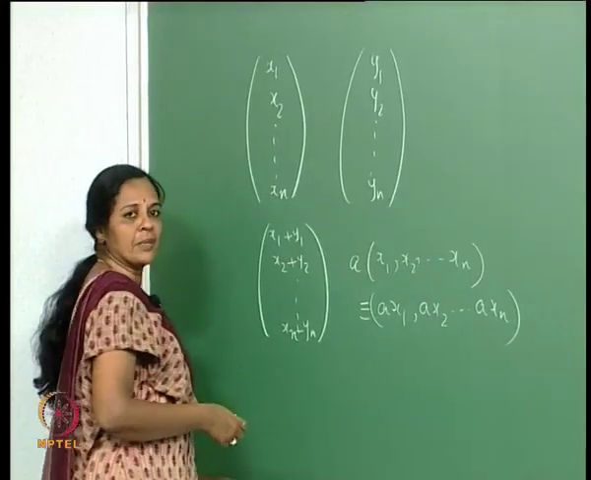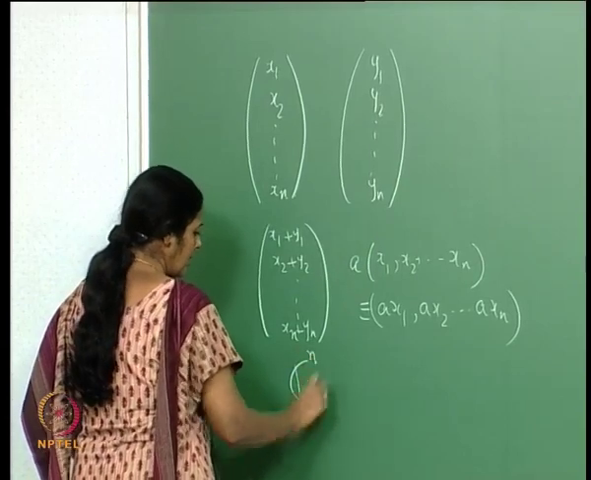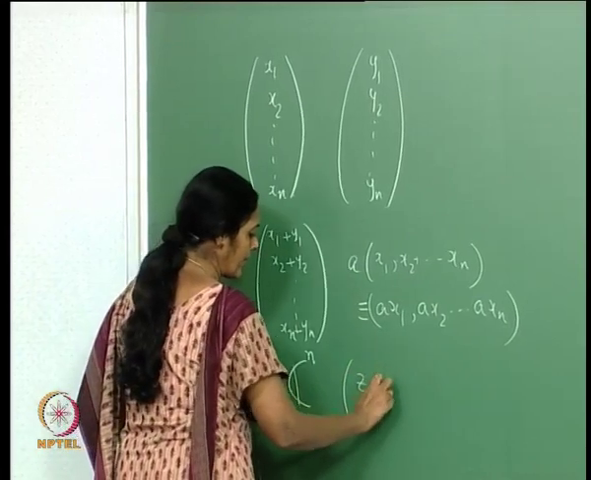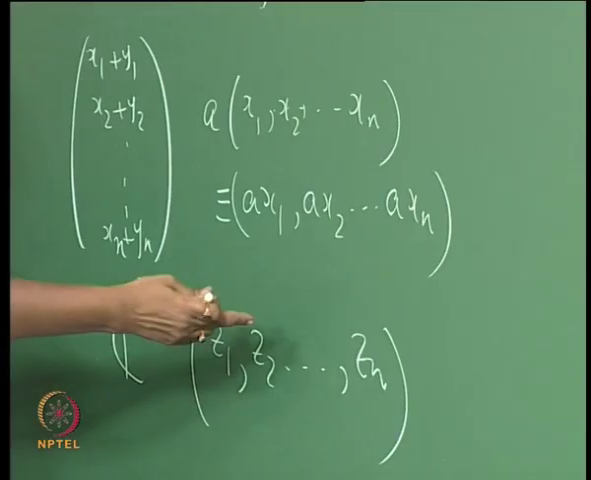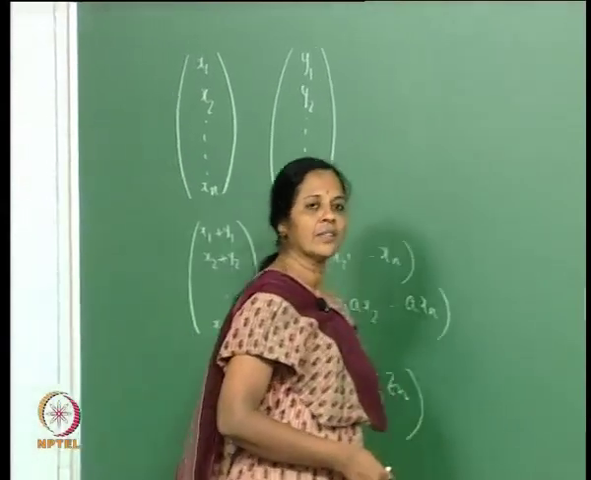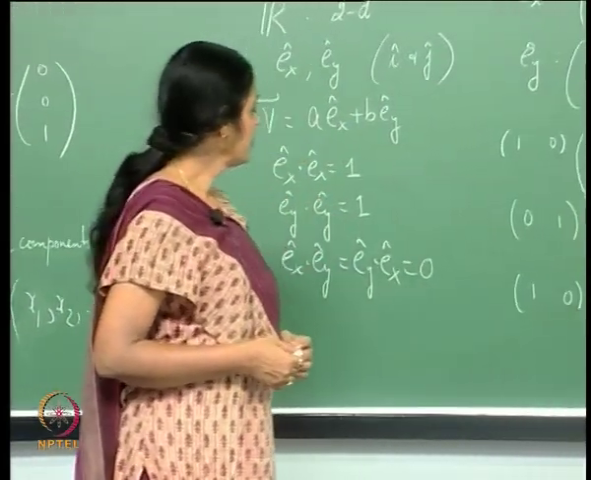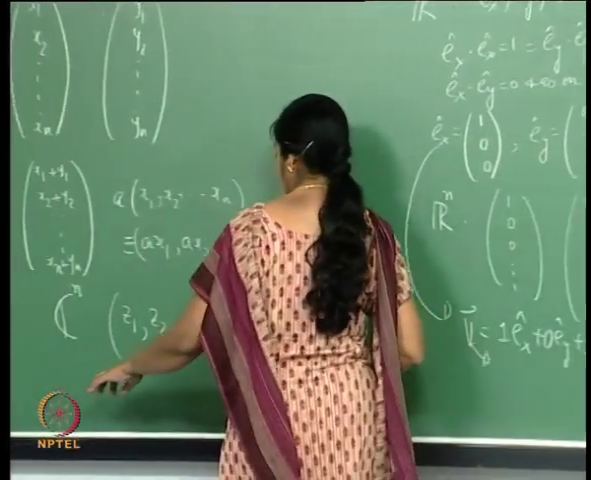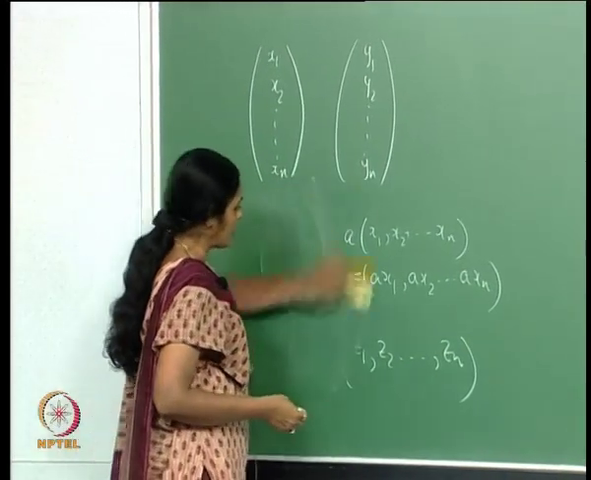The whole concept can be extended to Cn. This is the complex version of Rn. So, the entries would be z1, z2 to zn, where the z's are all complex. Once more, we can check that Cn is an example of a linear vector space. Are these the only examples? That is not true. I can think of other examples of a linear vector space.